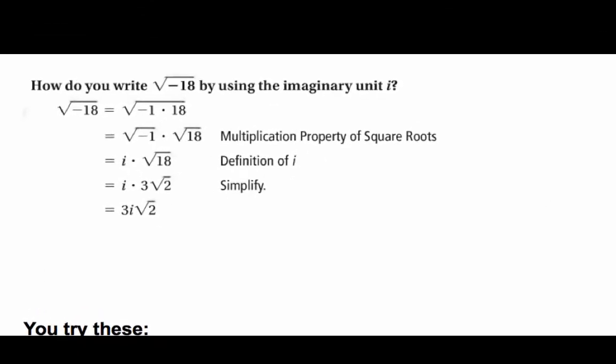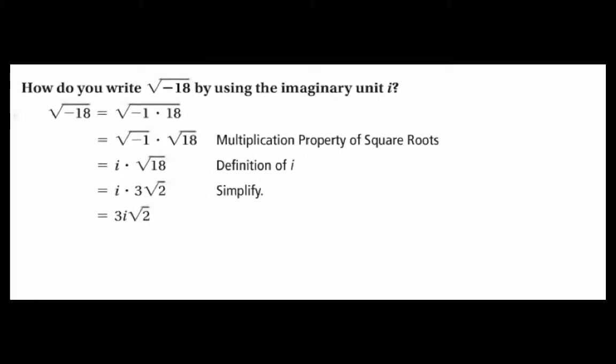Alright, so how do you write the square root of -18 by using the imaginary unit i? So the square root of -18 is equivalent to the square root of -1 times 18. We can break this apart into two separate radicals using what's called the multiplication property of square roots. So we separate this into the square root of -1 times the square root of 18. The square root of -1 is i, so we have i times the square root of 18.